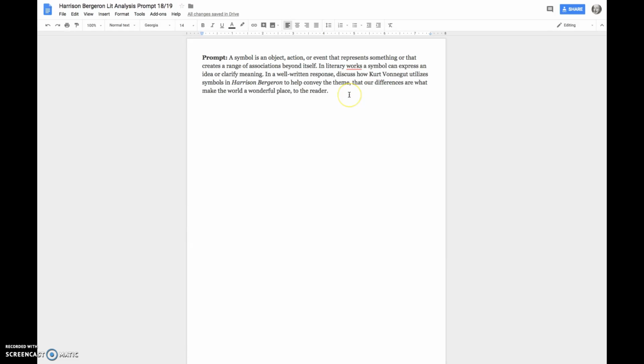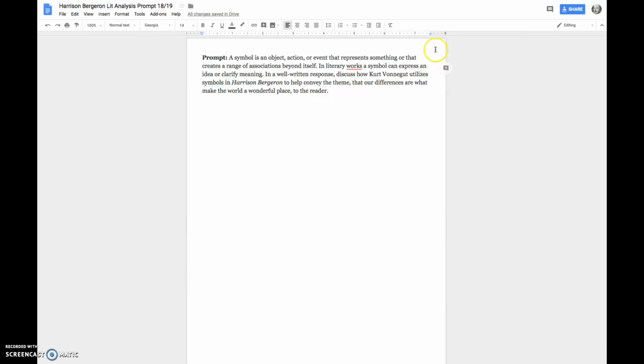A symbol is an object, action, or event that represents something or that expresses a range of associations beyond itself. In literary works, a symbol can express an idea or clarify meaning. In a well-written response, discuss how Kurt Vonnegut utilizes symbols in Harrison Bergeron to help convey the theme that our differences are what makes the world a wonderful place to the reader. This prompt is nice because it's given us exactly what we need to focus on. It says we need to talk about this theme, and it's given us the theme, and then it's talked about the symbols that we need to focus on.